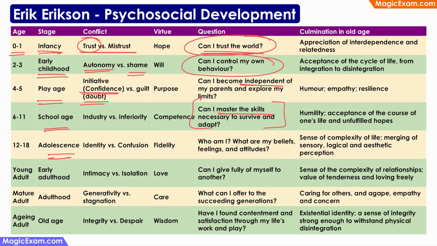Next comes adolescence. In adolescence, this is where the identity crisis part comes in, because the adolescent is trying to understand, what is my part in this world? Where do I fit in? Right? So who am I? What are my beliefs, feelings, attitudes? So these are the questions that the adolescent is trying to answer.